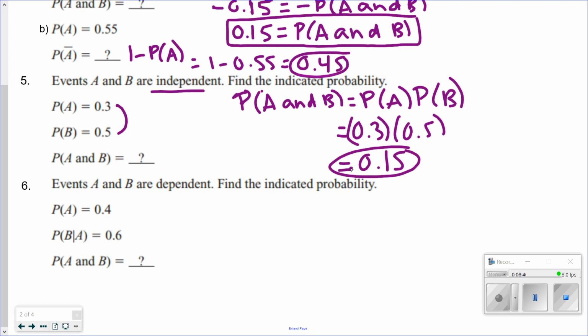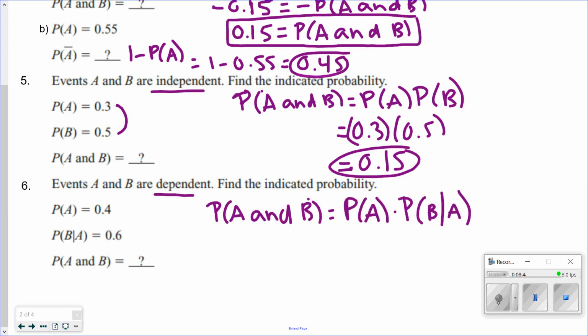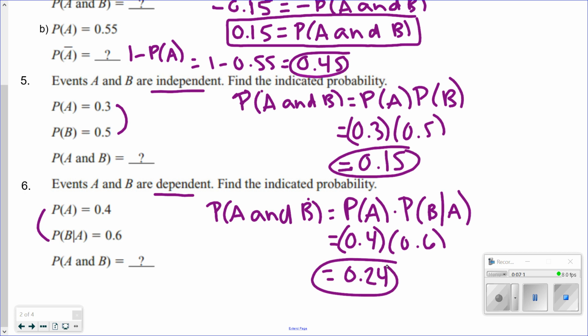Number 6, events A and B are dependent, so find the indicated probability. Our equation for dependent events is that the probability of A and B is equal to the probability of A times the probability of event B, knowing that A has already occurred. Now, we have everything we need here, right? So once again, we're just going to multiply both these together. So 0.4 times 0.6. And when we plug this in our calculator, we get 0.24. And that's our answer.